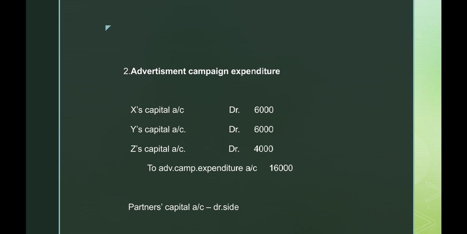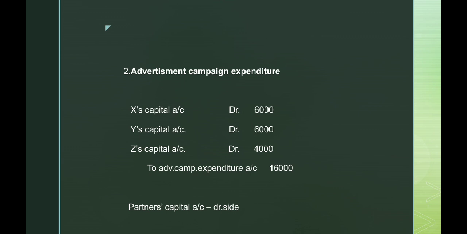On the debit side, it is written to advertisement campaign expenditure account with the respective amount in the columns of X, Y and Z. I hope you remember the rule for posting. You are posting in partners' capital accounts, so you cannot write the name of the partners. Obviously, you are going to post advertisement campaign expenditure account.